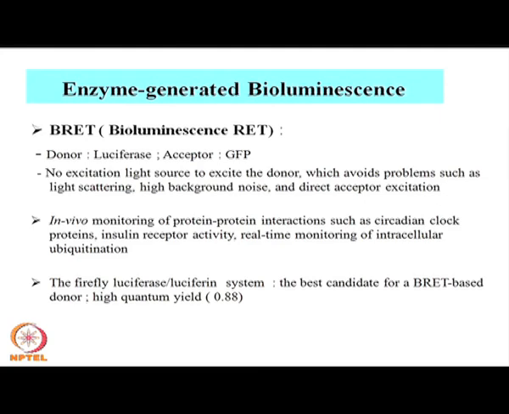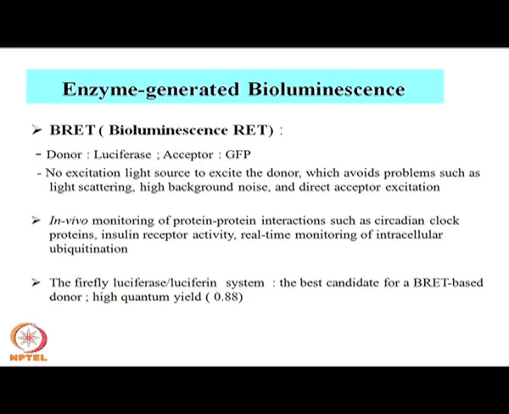So, you need to have a source of radiation. So, where to get that source? Suppose you have a source like a laser source, how to penetrate the light in your region of interest? So, in that case this can be useful, that your luciferase is the donor, acceptor is GFP, and then you are done. So, protein interactions such as some clock protein, insulin receptor activity, real time monitoring of intracellular ubiquitination, etc., etc. Okay.